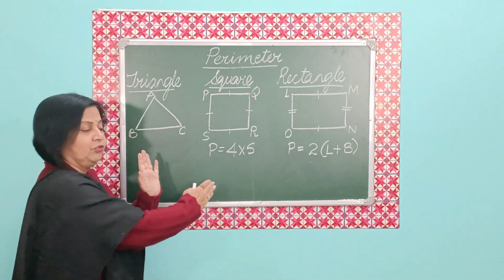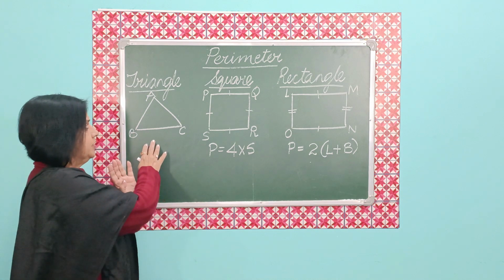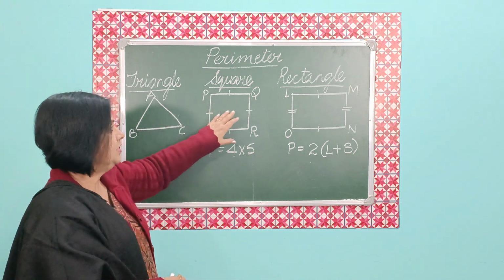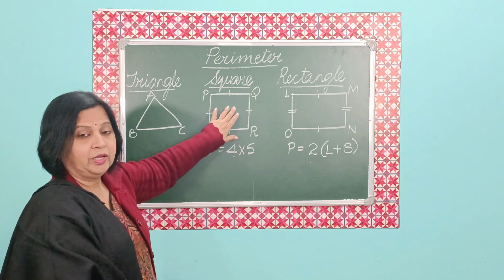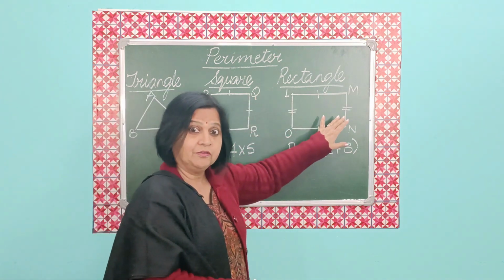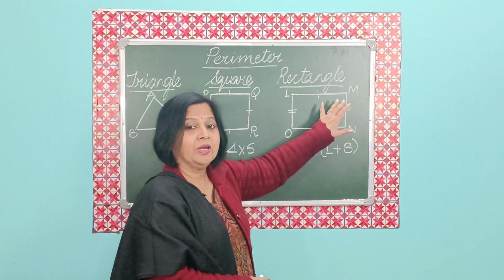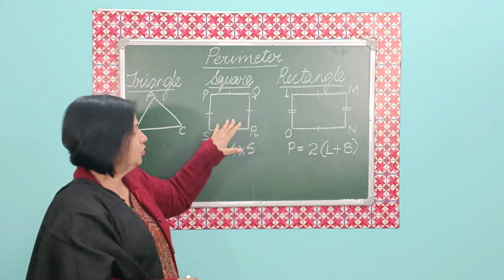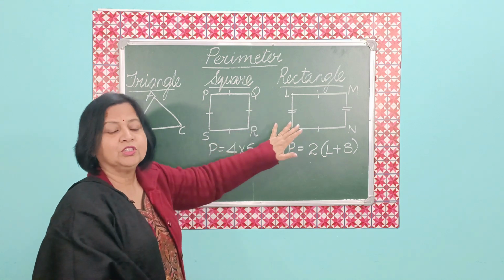As you can see, there are three figures drawn over here. This is a three-sided figure which is called a triangle. This is a four-sided figure known as a square. This also is a four-sided figure which is known as a rectangle. And let us see what are the specialities of these two closed figures.